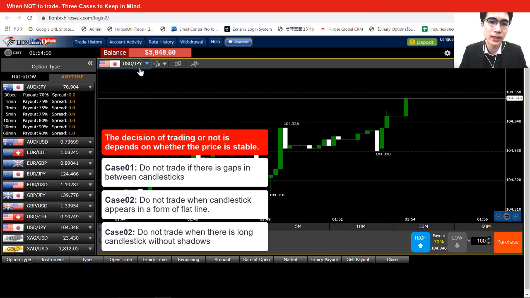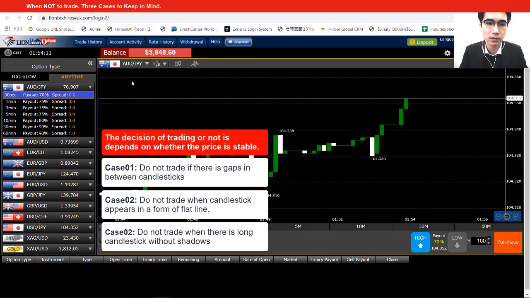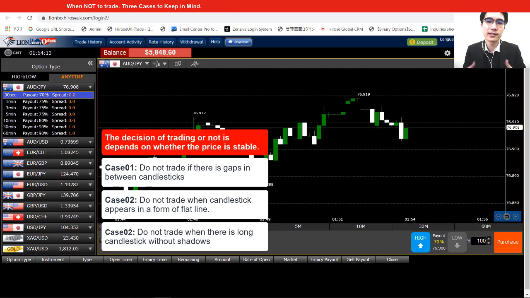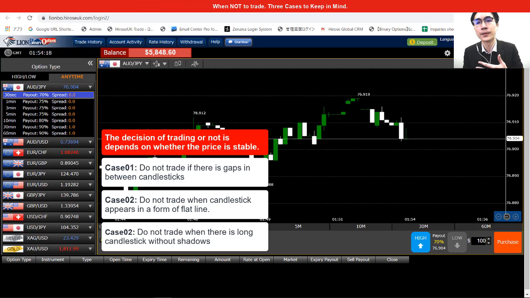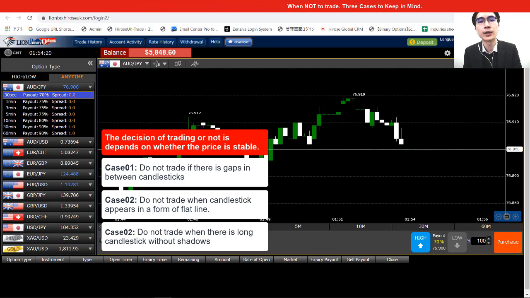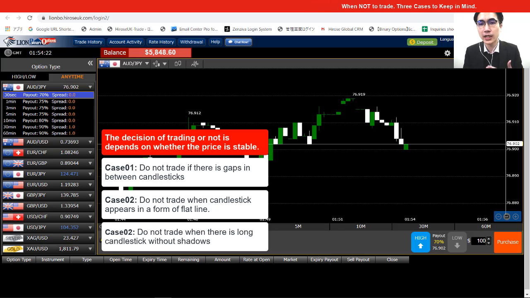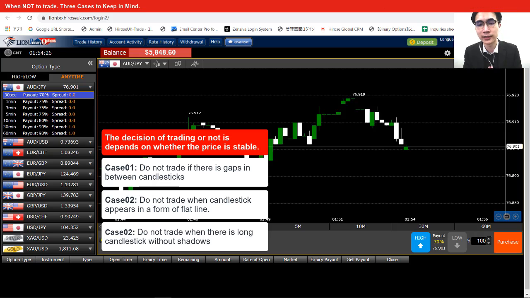When I decide whether I want to trade in this currency or this time frame, I just need to observe to see whether the price is volatile. So if the price is volatile, it's actually really hard for us to predict the next movement.